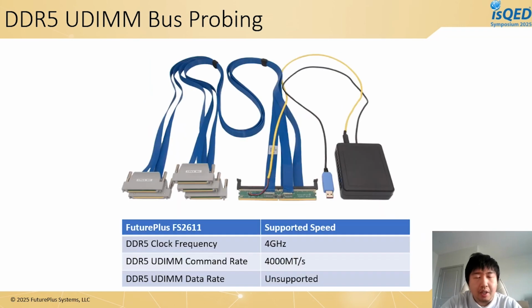So here is how it looks. This is the FuturePlus FS2611 UDIMM interposer. As you can see, there are a lot fewer cables coming out of it, because again, we are not able to probe the DQ, the data signals. We're only probing the command and address signals. And you can see we have some active components on it. Those are the clock dividers. It supports clock frequency up to 4 gigahertz, and supports a DDR5 command rate up to 4,000 mega transfers per second.